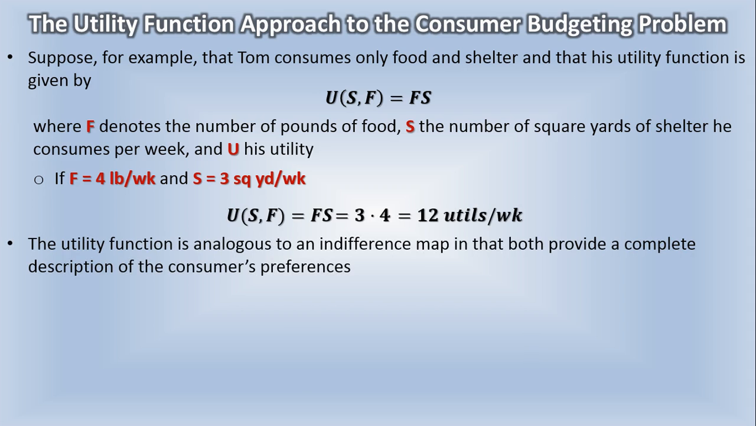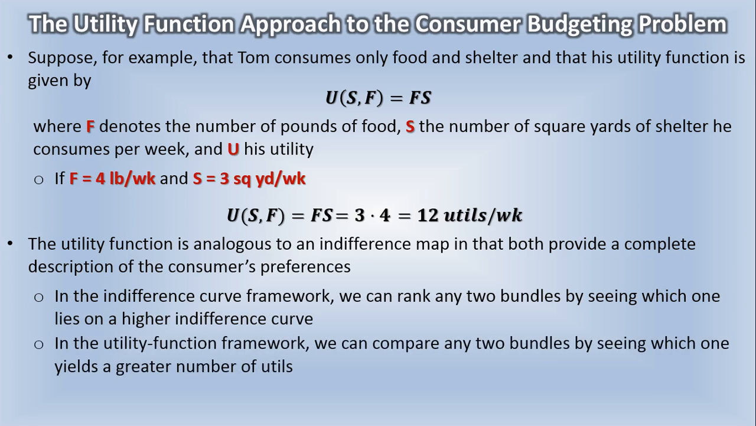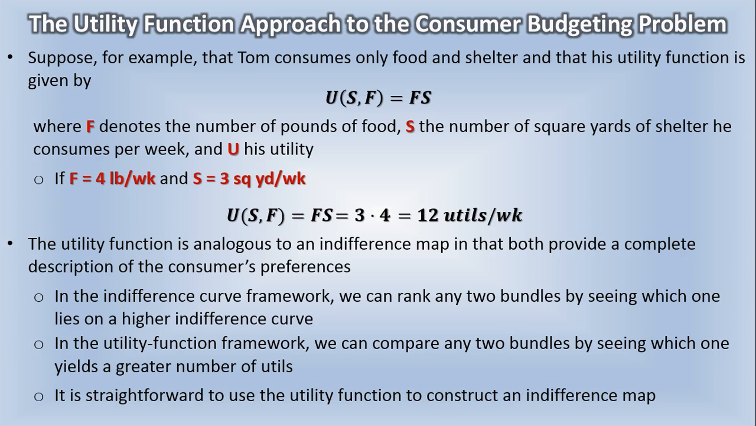So the utility function is analogous to an indifference map in that both provide a complete description of the consumer's preferences. In the indifference curve framework, we can rank any two bundles by seeing which one lies on a higher indifference curve. In the utility function framework, we can compare any two bundles by seeing which one yields a greater number of utils. And it is straightforward to use the utility function to construct an indifference map.